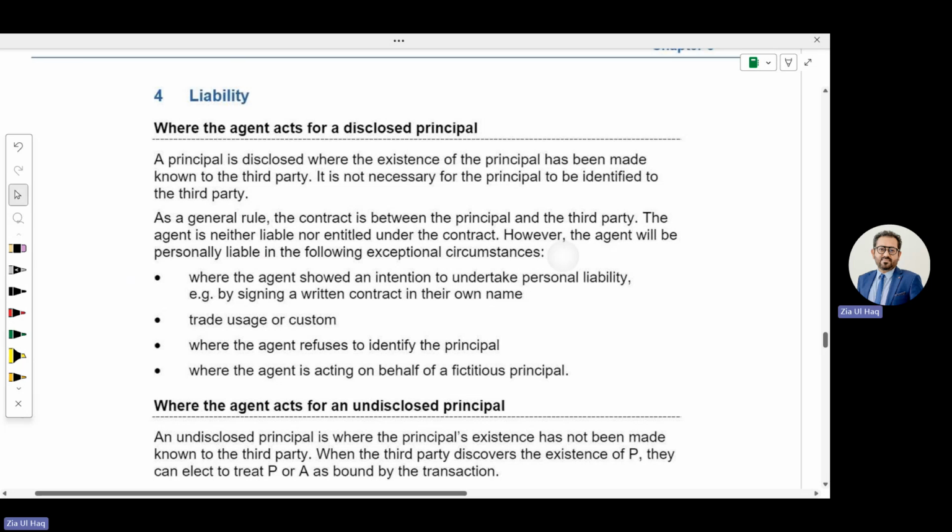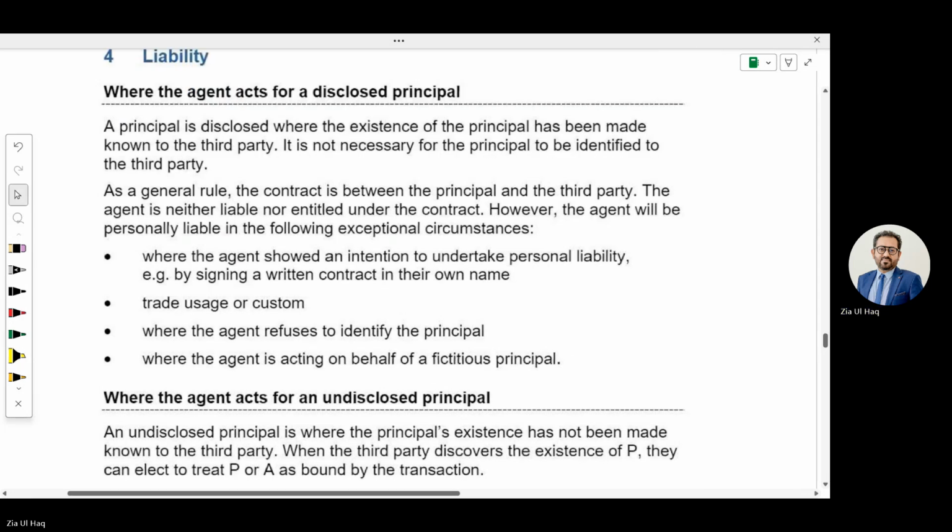Liability of the principal and agent. Meaning if a third party suffered some loss, who will be liable for that loss? Either principal or agent. In normal cases, if the agent is performing a transaction on behalf of the principal, the principal will be liable. Where the agent acts for a disclosed principal. Disclosed means the principal has stated, yes, he is my agent.